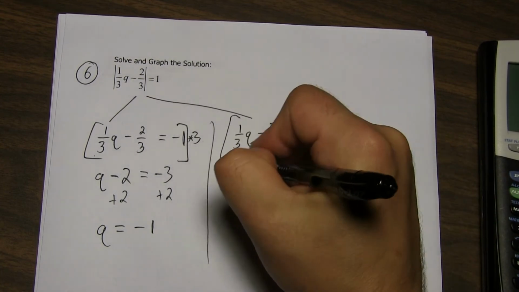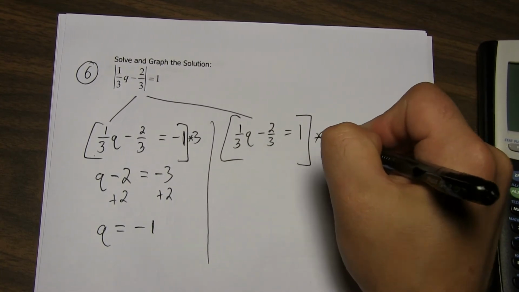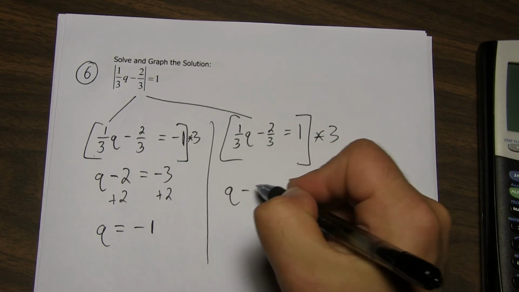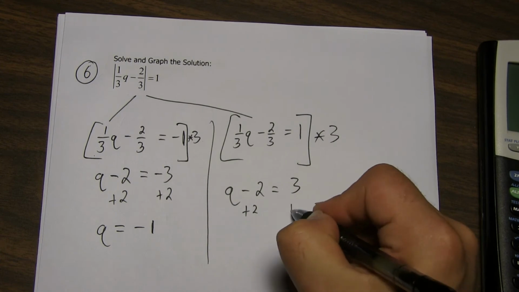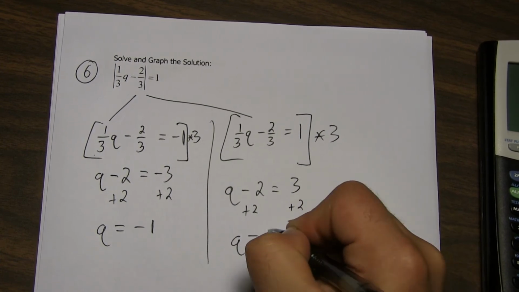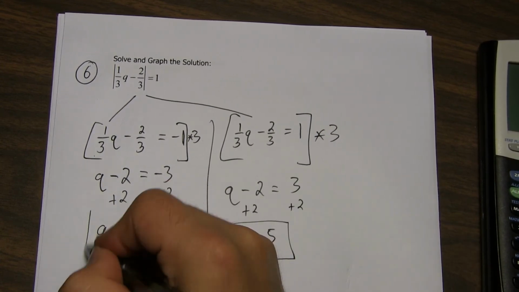All right, let's look at this one. Same thing, gonna multiply the entire thing by 3. And we'd get Q minus 2 equals a +3 this time. Add 2 to both sides. Q equals 5. There we go.